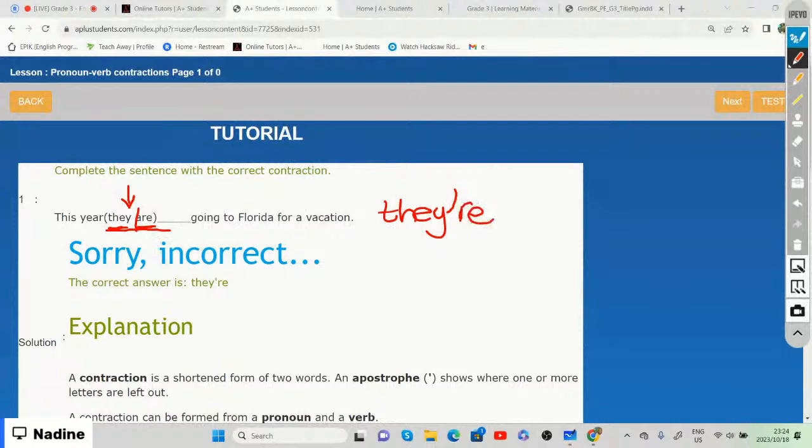So this year, they are going to Florida for a vacation. Instead of writing the full they are, we write the contraction, which is they're. So there is our correct word. Well done. That is correct.